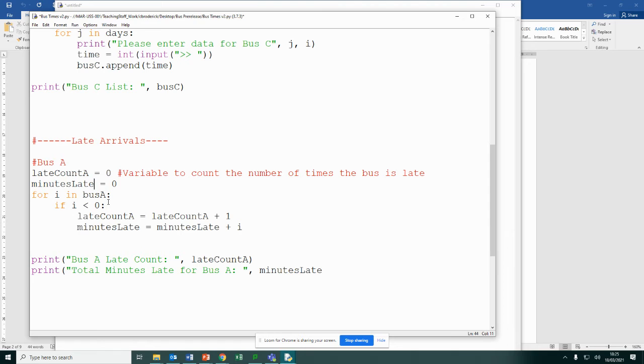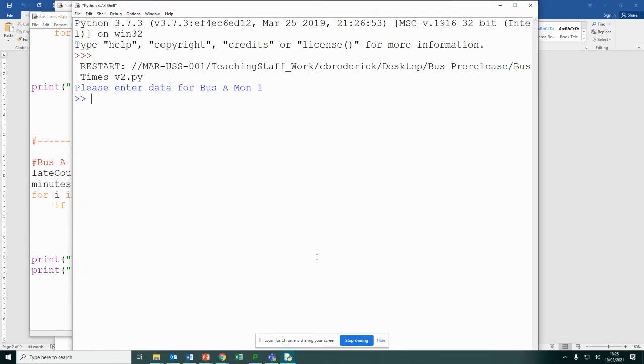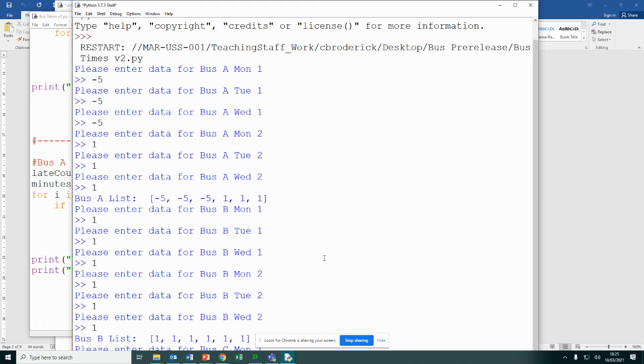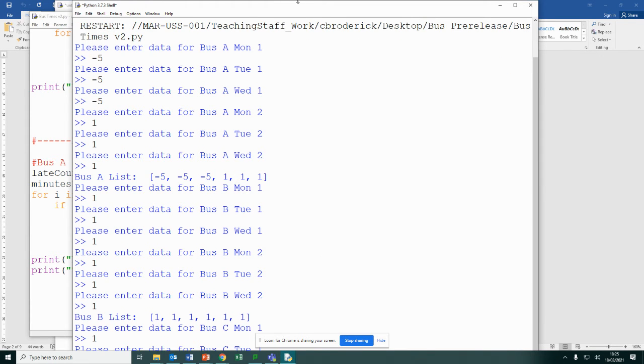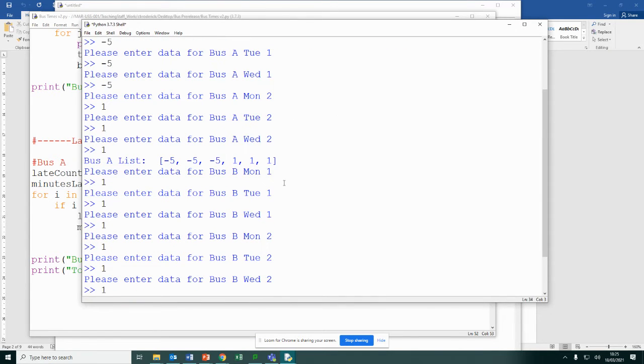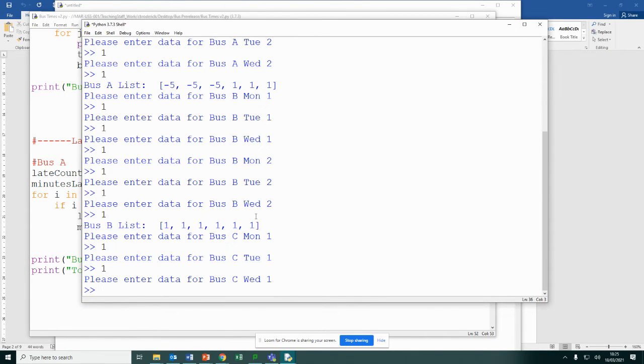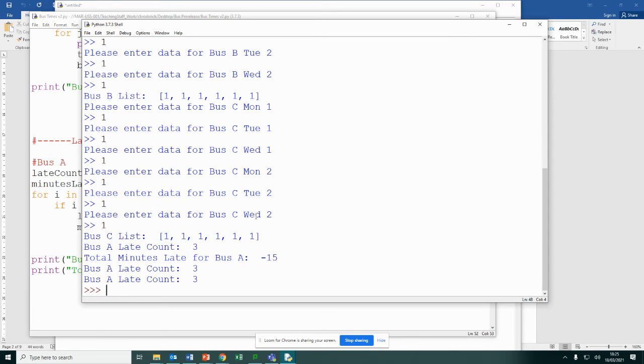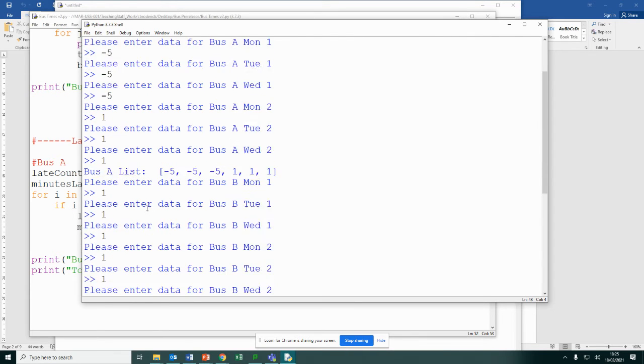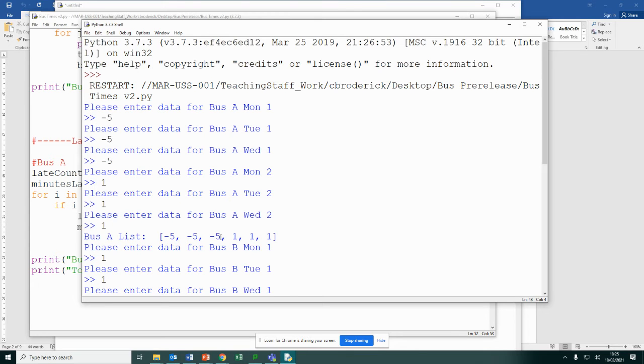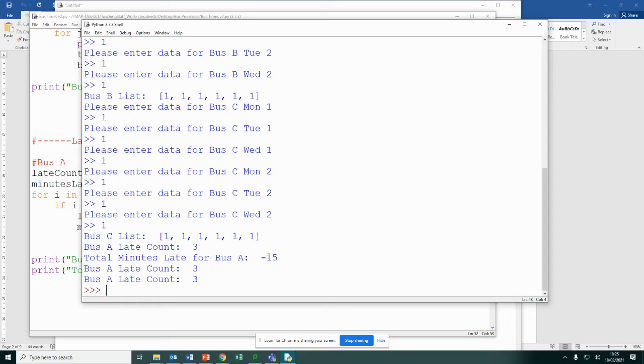Now, of course, I've done the same thing, minutes late A. I need to fix these. I need to put my A in there because we're going to do it for a few buses. Minutes late A. Close it up. Okay, so total minutes late for bus A, 1, 2, 3, and the total should be minus 15. Yeah, perfect. Now this is only coming up because I didn't delete it from the further ones.